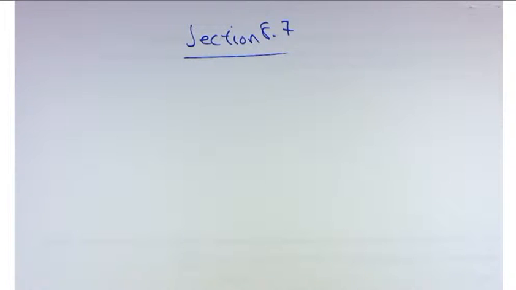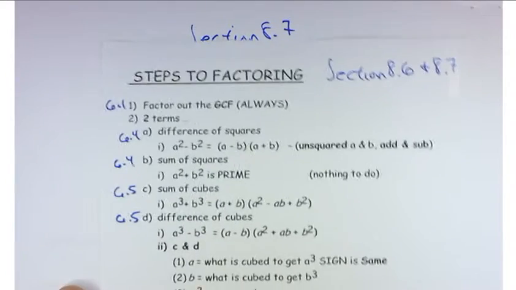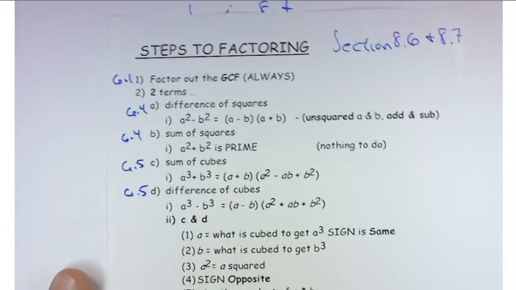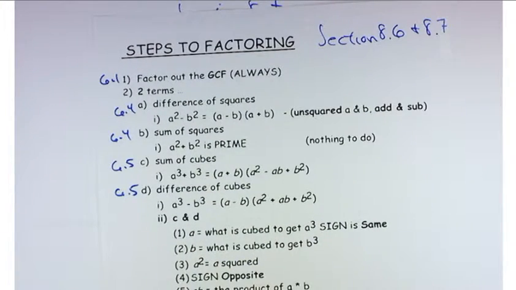To round out our factoring strategy, we need to deal with a couple different things. Difference of squares, difference of cubes, sum of squares, sum of cubes. Basically, it's what to do if you have two terms. If you're factoring something that has just two terms, then really you've got four choices.